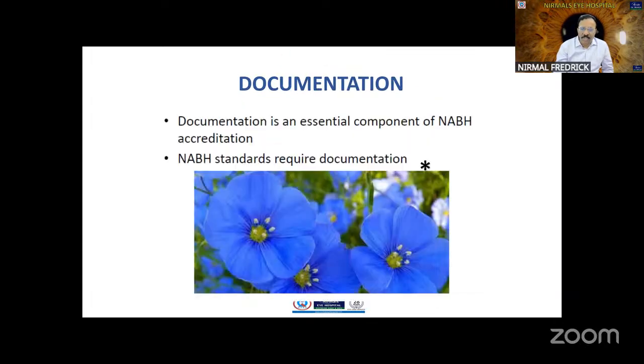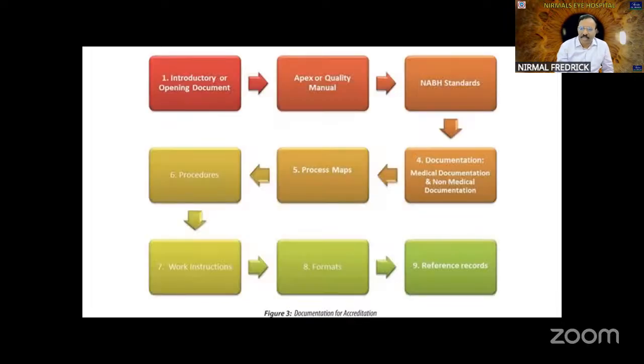Step 3 is documentation. This has to be written as per what you are doing in your facility. And so very important to have documentation. So this is the ideal structuring of the documentation. You need to have an introductory document about your hospital, and then how the hospital is fulfilling the NABH standards, and medical and non-medical documentation, and the standard operating procedures, work instructions for your staff, how they have to handle the equipment, how they have to handle the reception, discharge process, everything.